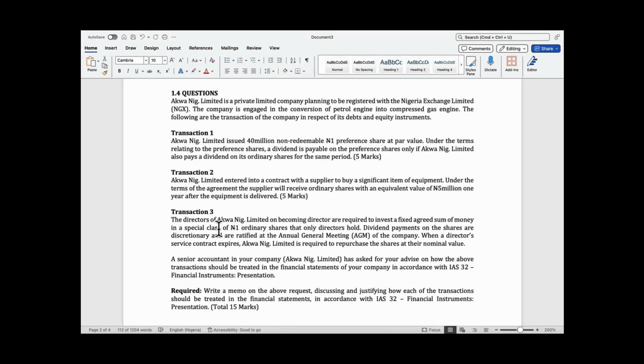A senior accountant in your company, Aqua Nigeria Limited, has asked for your advice on how the above transactions should be treated in the financial statements of your company in accordance with IAS 32, Financial Instruments. Required: write a memo on the above request, discussing and justifying how each of the transactions should be treated in the financial statements in accordance with IAS 32. That's all. Thank you very much.